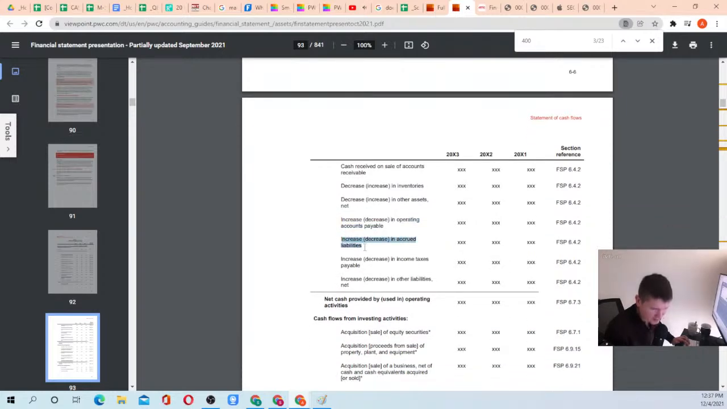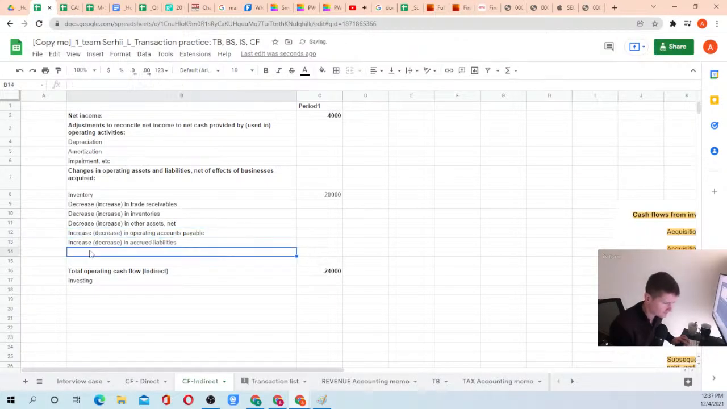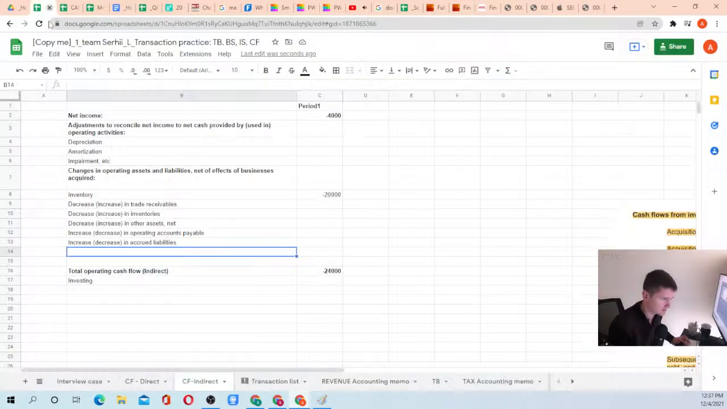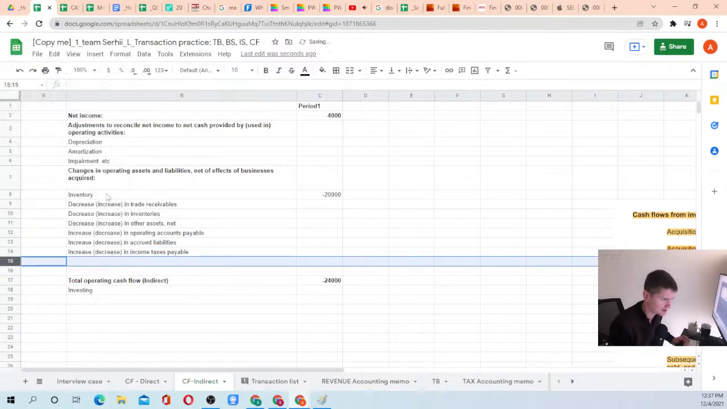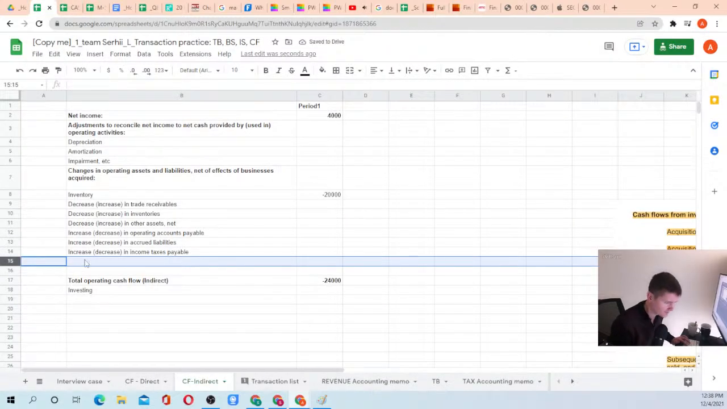Increase, decrease in accrued liabilities. Okay, let's have it here. Increase, decrease in income taxes. We do not have, for simplification reasons, we do not have income taxes, but let's do a full scope work here.